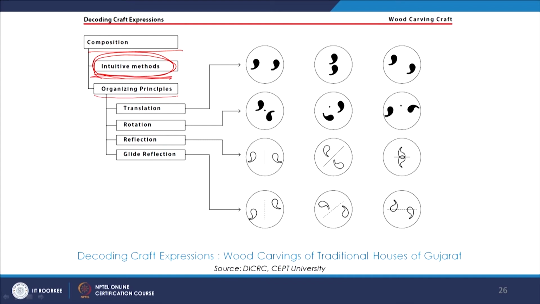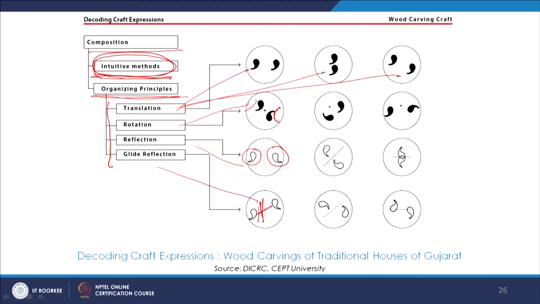Then there may be organizing principles, where it is not intuition which is working primarily. They have been described as translation, rotation, reflection, and glide reflection. So here are the examples of translation, and this is rotation, this way and that way. This is reflection, one of the motifs we saw in the previous slides, and then there is glide reflection, where there is this gliding distance. So these different kinds of organizing principles one could see, through which the expressions could be decoded and understood.